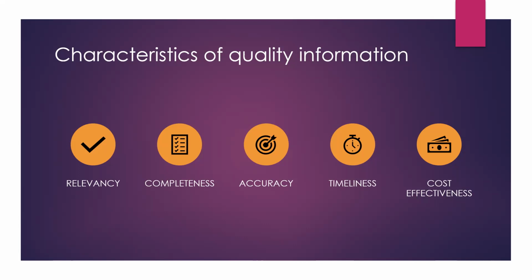Okay, what is the third one? Third characteristic? Accuracy. It should be accurate. Now, when you're doing a medical test, it should be accurate, isn't it? Nowadays, we have the PCR test. It should be accurate. Otherwise, what will happen? If the information is not accurate, what will happen? The disease will spread. Yes, in COVID, yes.